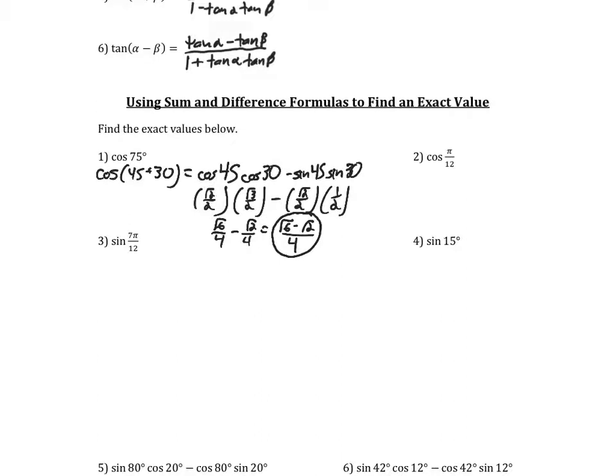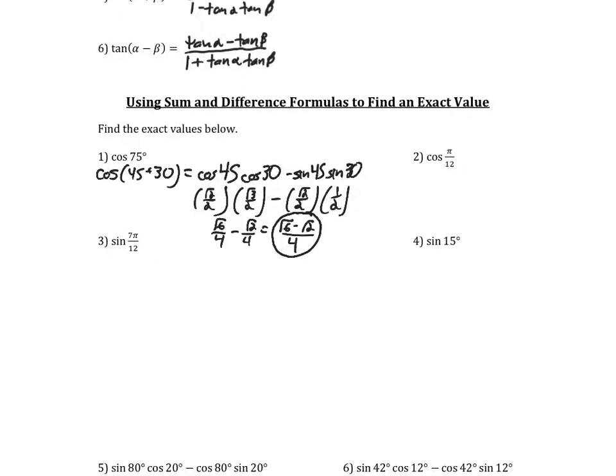So you can see how the cosine sum and difference formula here was really helpful. It allowed me to break down 75 into two smaller angles that I knew. Okay, so doing all this without a calculator. So let's take a look at number 2, cosine of pi over 12.